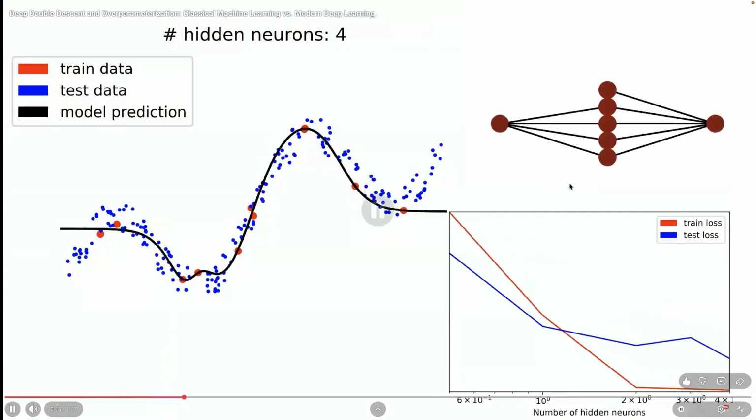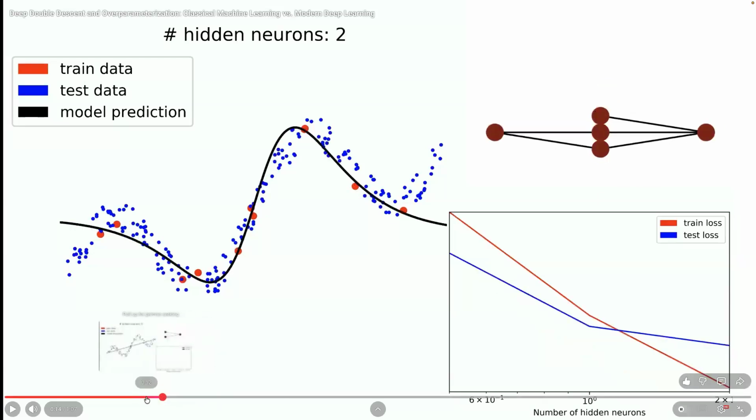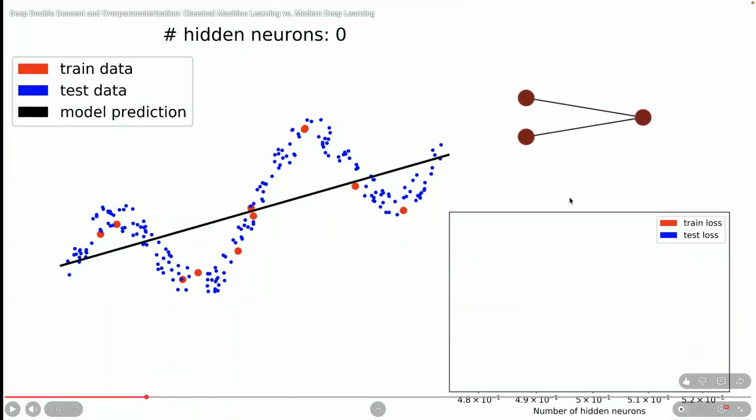So you see that we are gradually increasing the complexity, right? And this is starting to look like a good fit. We have maybe seven neurons that are trying to fit this. And down here, you can see the train and test loss. If we go back here, this is where we started, a simple perceptron.